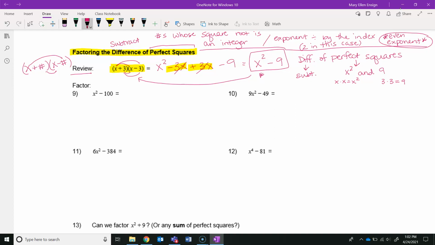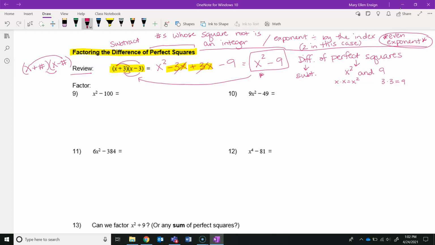All right, so let's put this all together. We look at number 9. We're asked to factor this. It's x squared minus 100. So first thing I'm going to do is look for a GCF. Okay, there is no GCF. The only number that goes into both is 1. So the only factor they have in common is 1, which doesn't help us. I can't take an x out of this last term because it doesn't have one. So I do not have a GCF.